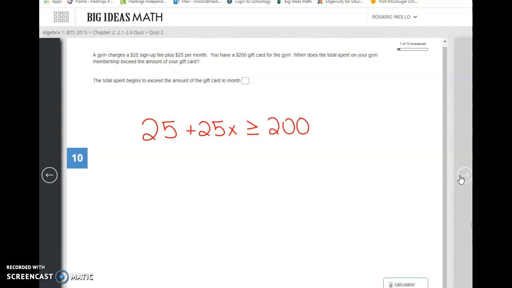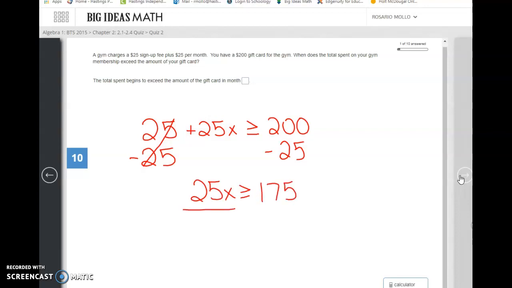Okay, so same thing here. I'm going to subtract 25 from each side. So I'm left with 25x is greater than or equal to 175. Shouldn't be an equal to sign because it said when does it exceed it, not when does it tie it. So we can even erase that. So divide both sides by 25. Divide by 25. So it exceeds it after 7 months.